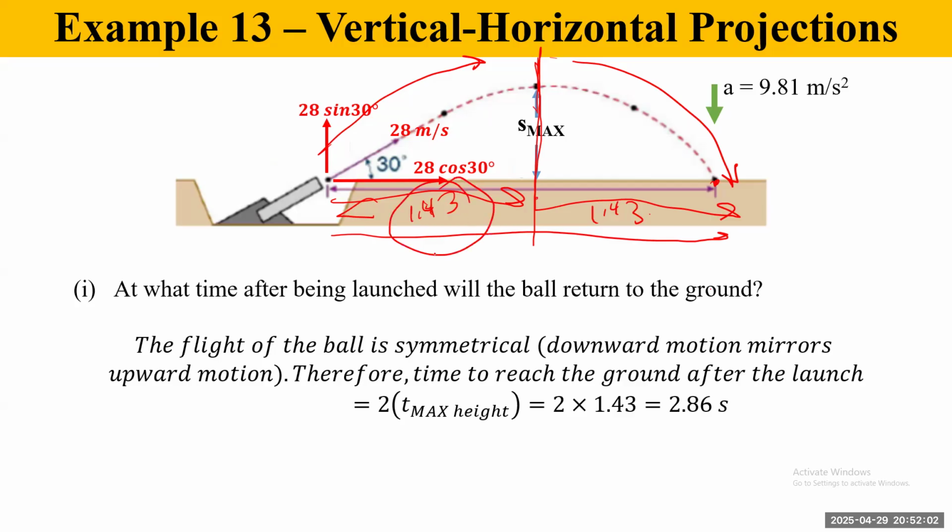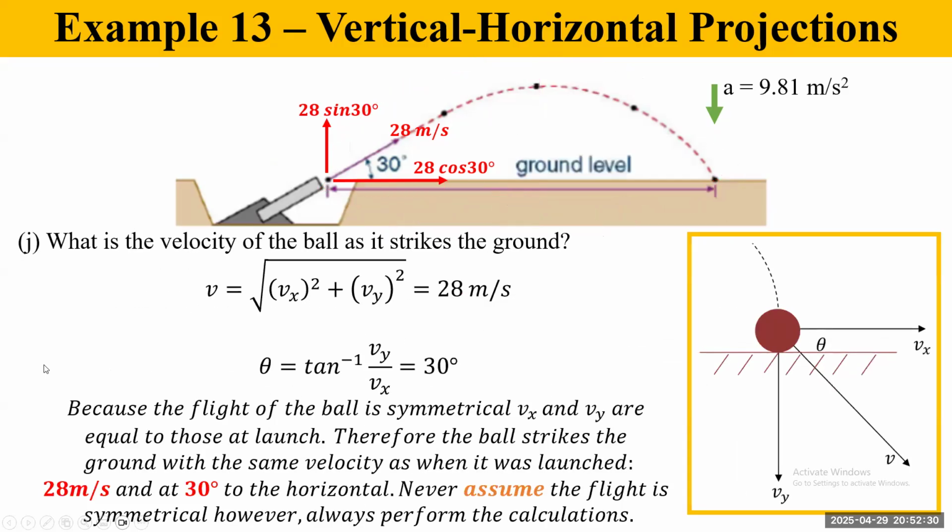So 1.43 is the time to reach maximum height, but the time to reach the ground from where it is launched is double that. So I say the time to reach maximum height is 1.43, and you call that the time of flight. So they are different. The time to come to the ground is different from the time of flight. I just want to make sure we clarify that. It's not the same. All right, in this one it is symmetrical. You may get a problem that is symmetrical also. All right, so what else do we ask for?